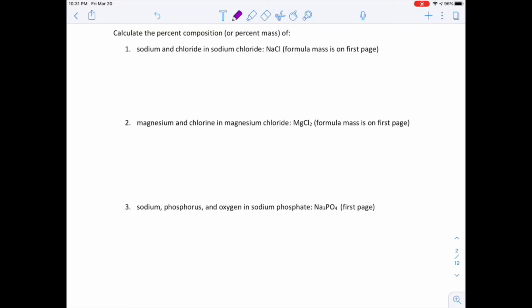And I do have a hint that the formula mass for all of these are on the first pages. And actually the individual masses are also all on that first page. I said they were coming back, and here's where it is. Okay, so pause the video. No, like really, you want to pause the video and try to do these on your own to see if you've got the idea.